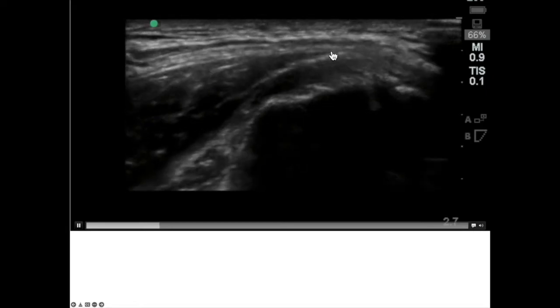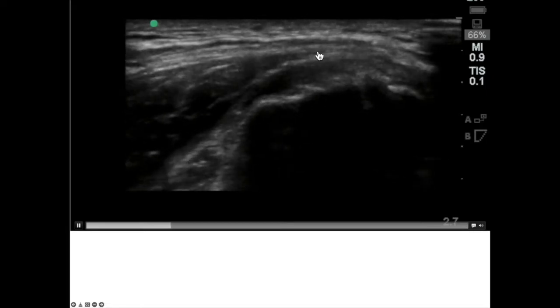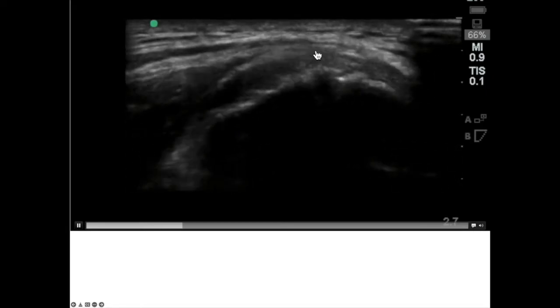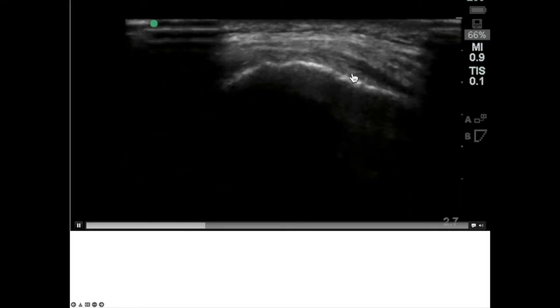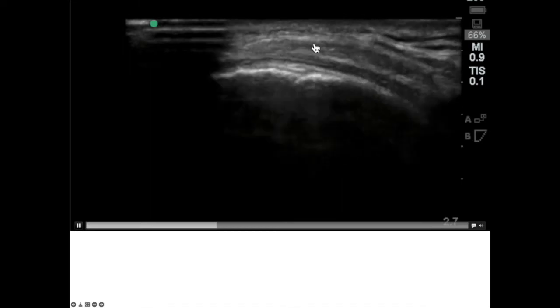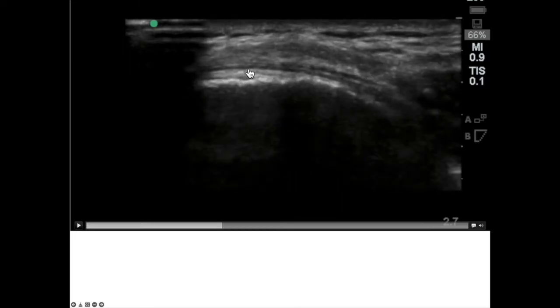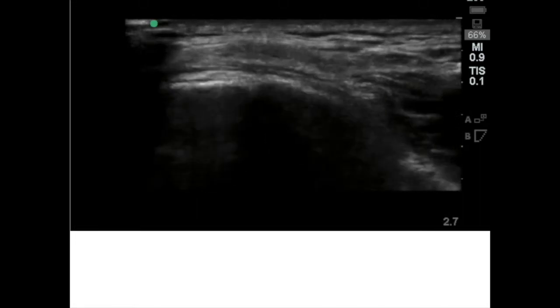So I just want to draw attention here. All right, so this is the target. And then we go to the lateral facet. Again, we see the fascia lata, and this is a beautiful hypoechoic space between the fascia lata and the gluteus medius tendon.